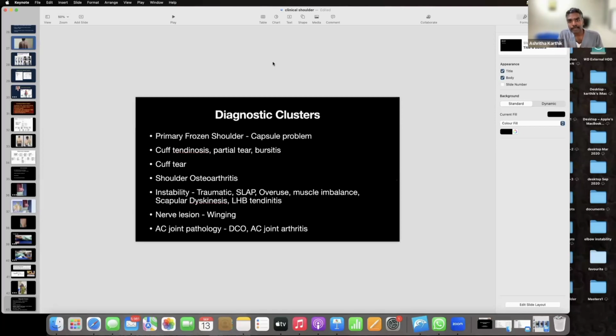For the long head of biceps to be stable, you need the medial pulley and the lateral pulley. So if the subscap is intact, the medial pulley, the superior glenohumeral ligament, is intact, subscap is intact, the medial pulley is there. The lateral pulley is basically formed by the supra.